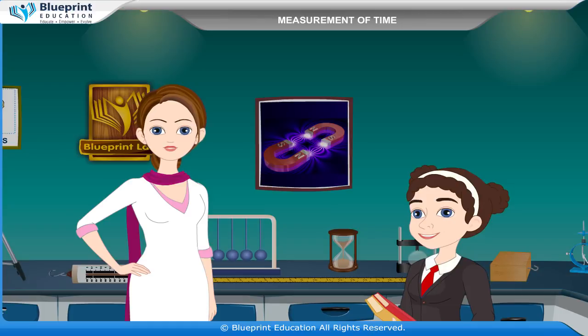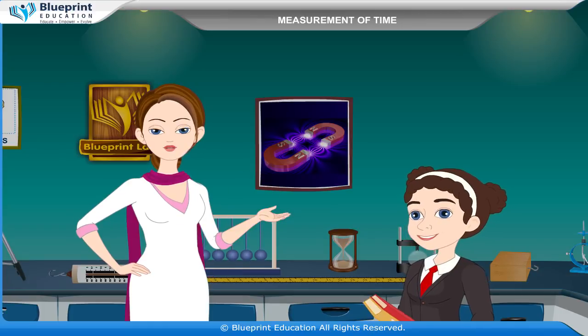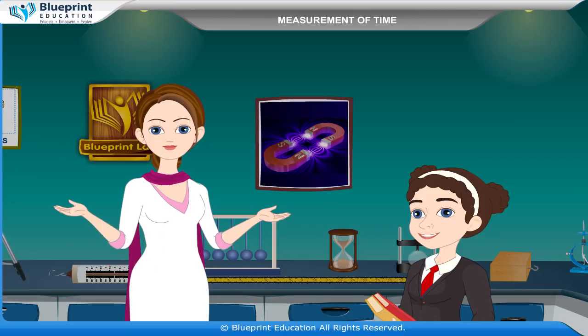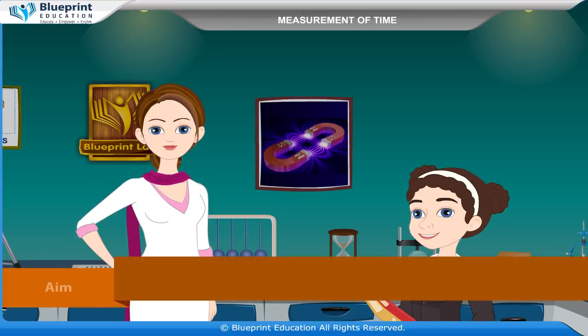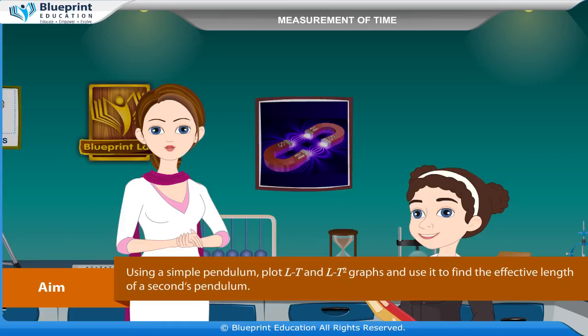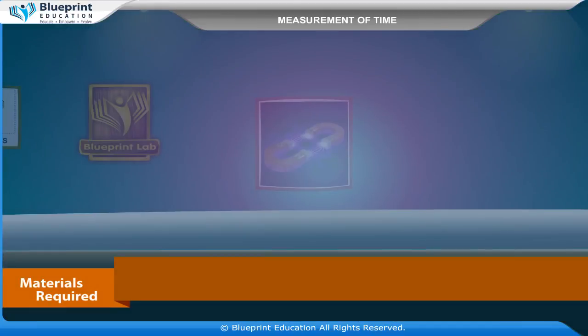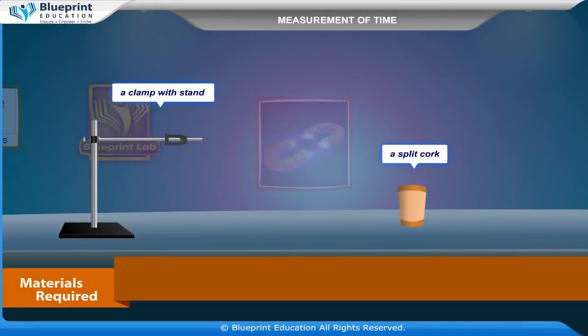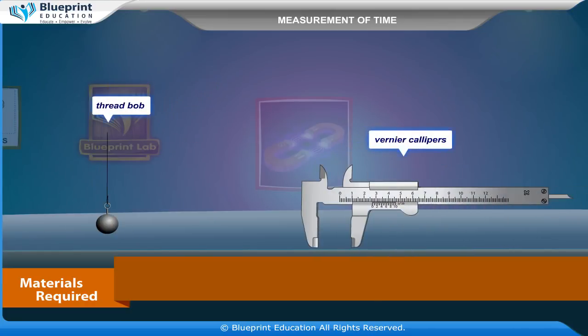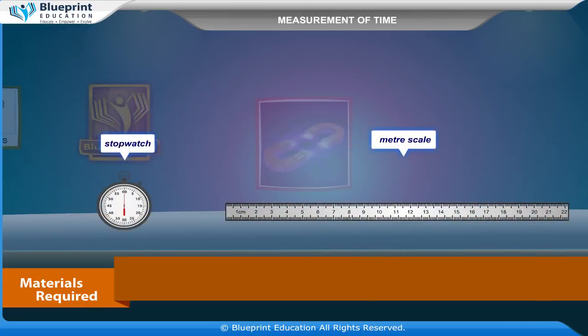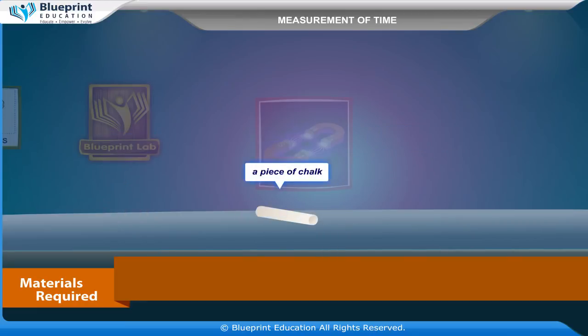Let's do an experiment by using a simple pendulum, plot L–T and L–T square graphs and use them to find the effective length of a second's pendulum. Our aim here is the same. The materials required are a clamp with stand, a split cork, thread, bob, vernier calipers, stopwatch, meter scale and a piece of chalk.